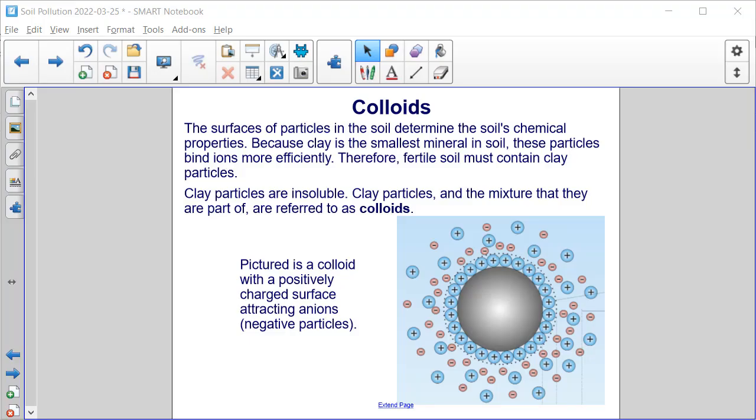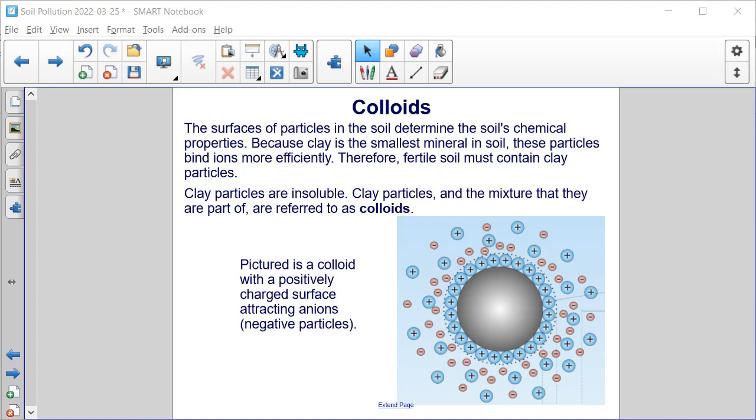Colloids. The surfaces of particles in the soil determine the soil's chemical properties. Because clay is the smallest mineral in soil, these particles bind ions more efficiently. Therefore, fertile soil must contain clay particles. Clay particles are insoluble. Clay particles and the mixture that they are a part of are referred to as colloids.